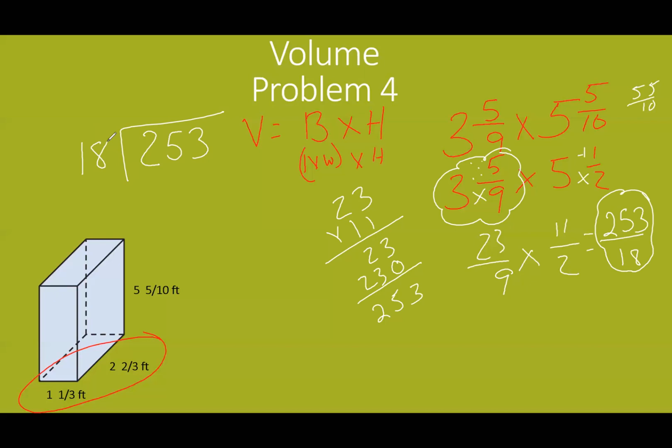I'm going to estimate 18 is about 20. And I see a 25 here. So I'm thinking it's going to fit in there one time. 18, 19, 20, 21, 22, 23, 24, 25. It's 7. And bring down my 3.